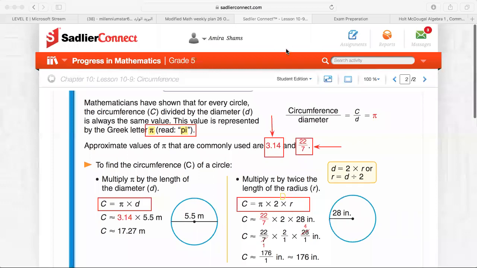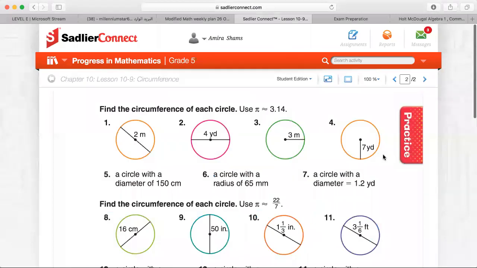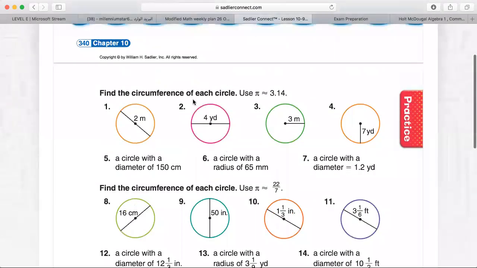Okay, girls, let's solve fast one here. In the second, yes, find the circumference of each circle. Use the value of pi as 3.14. What is given here in number one? The given here is a diameter. How do I know? Because the diameter is a chord passing through the center. So how am I going to solve it?